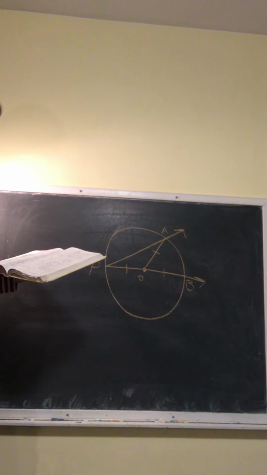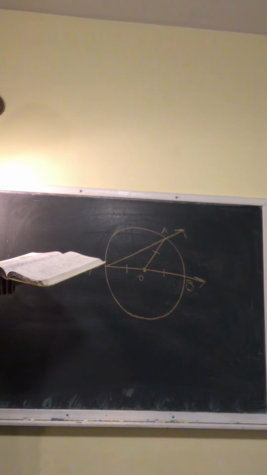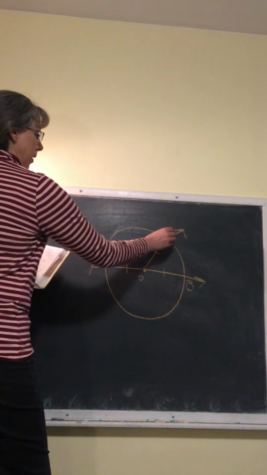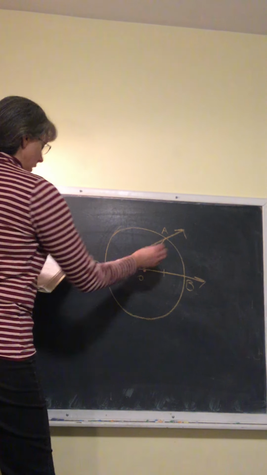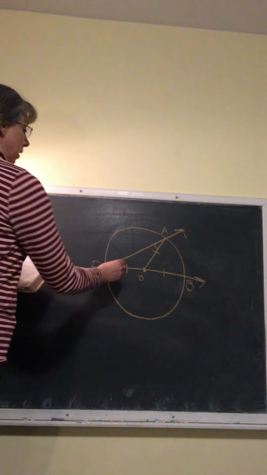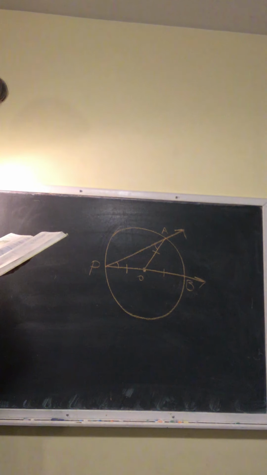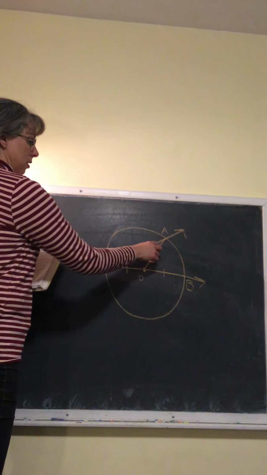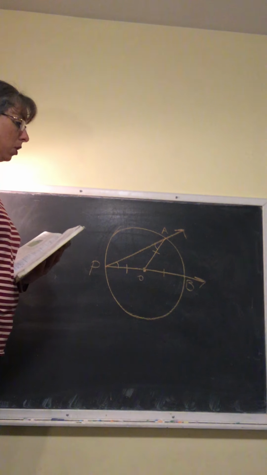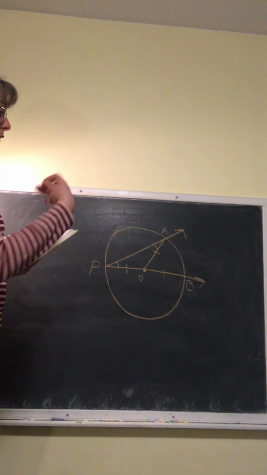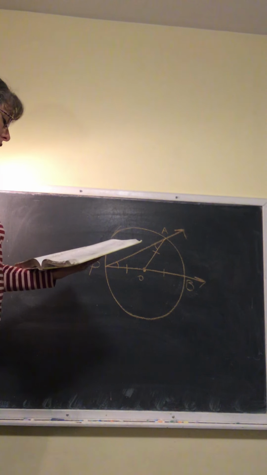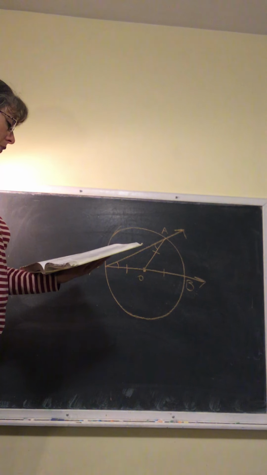All right, number 8, angle PAO equals angle P. Why are those two angles equal? Those angles are equal because in a triangle, the angles opposite equal sides are equal. So we have an isosceles triangle there. Two sides are equal, so the angles opposite them are also equal.